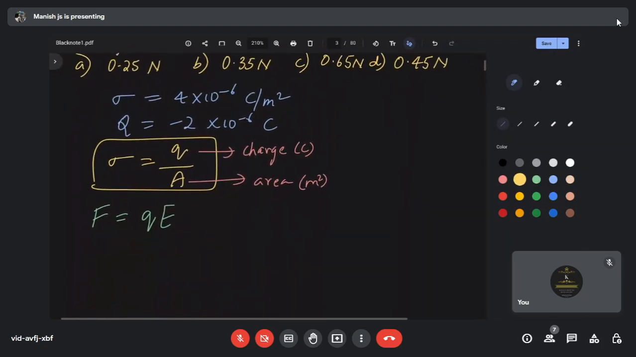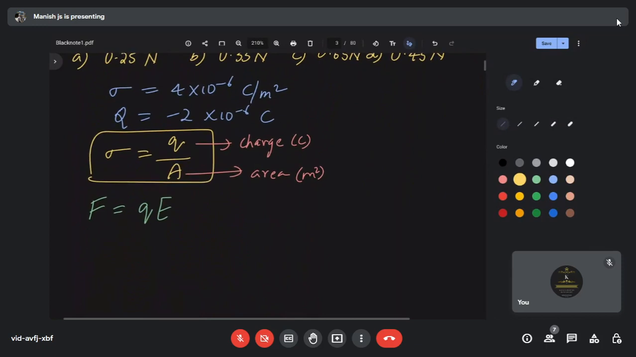Sigma by epsilon naught. It is sigma by 2 epsilon naught. It is not just sigma by epsilon naught, it is sigma by 2 epsilon naught. Okay, that is the formula for the electric field due to a charged plate. So this is the relationship. If you have a plate with a uniform surface charge density of sigma, the formula is sigma by 2 epsilon naught. Because a plate has two surfaces, front and back, both are considered, so sigma by 2 epsilon naught is the formula.